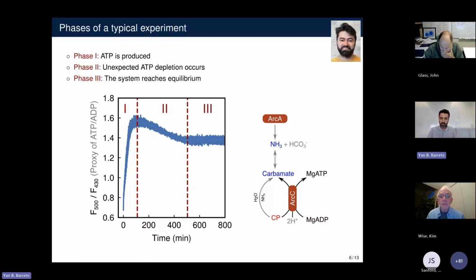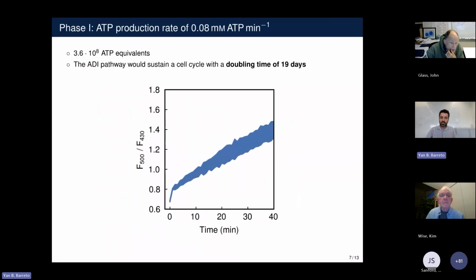Our next step is to add something to consume the ATP and then, for instance, produce the lipids for the vesicles to grow. When we do that, we are going to be in phase number 1, the phase of ATP production, which is, by the way, the fastest ATP production phase. If we now zoom into phase number 1, we have this figure that we can use to estimate that ATP in our system is being produced at a rate of 0.08 millimolar of ATP per minute. Using this rate, it would take 19 days to produce all these ATP equivalents in order for the cell to double in volume.